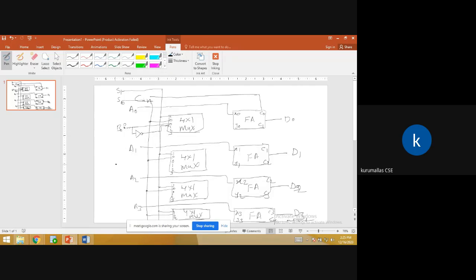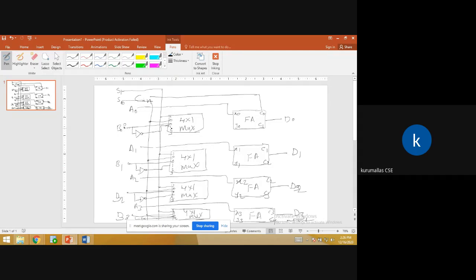Like that, next one, B1. If it is 0, it is directly connected. Similarly, we have to do this for B1, B2 and B3. What about B2? Directly connected, NOT gate 1. Next B3: this is directly connected to 1, and this is directly connected to 0. Okay, next, inputs 0 and 1 are selected.